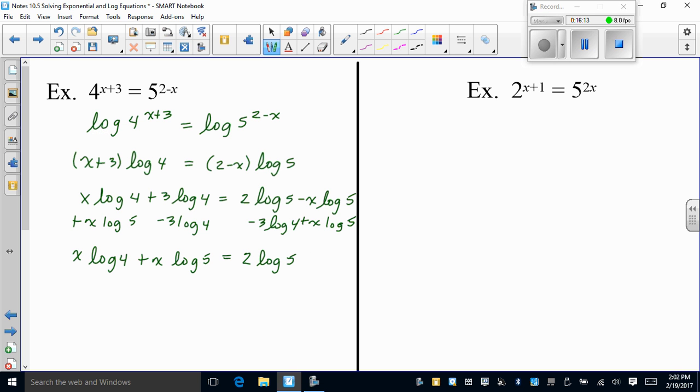We're going to do some cleanup. On this side, we're going to factor out the x. So I have x times log of 4 plus log of 5, equaling, I'm going to take my powers back up since these are whole numbers. This is going to give me log of 25 minus, and I'm going to bring this 3 over here, and I get log of 64.